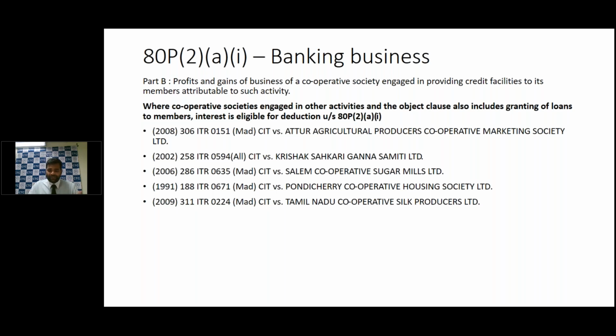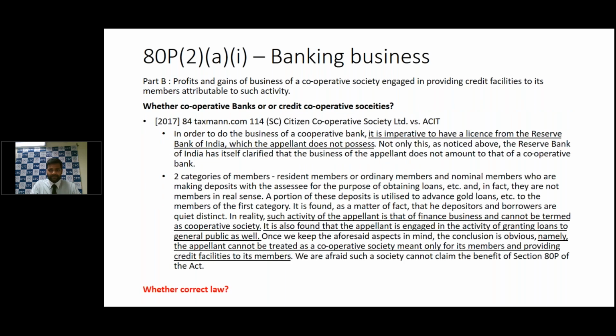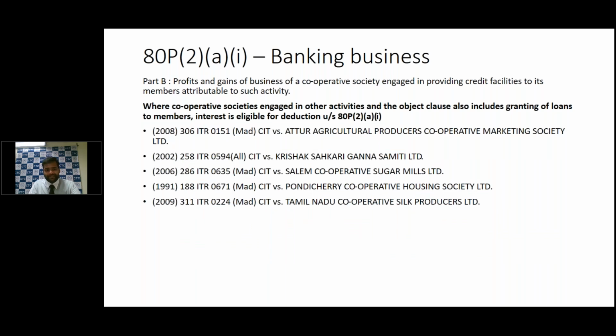Now, whether the judgment of the Supreme Court in Citizen Cooperative Society can be made applicable to these cases, the answer is no, because the Supreme Court has primarily gone on the fact that there the society was engaged in providing facilities to non-members, whereas in all these cases, facilities or loans have been granted only to members. To this extent, I feel the Supreme Court judgment cannot come in the way of this practice.